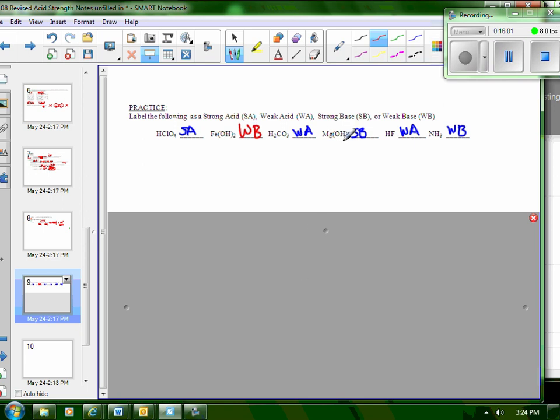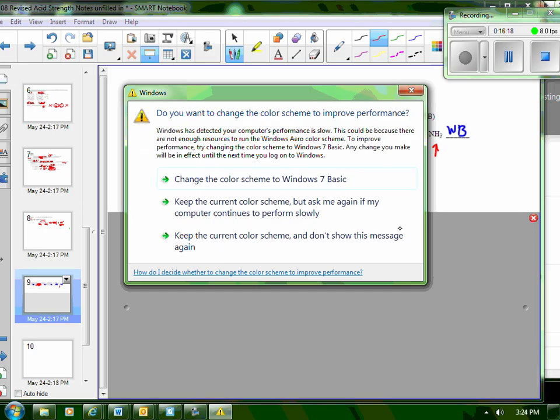H2CO3 is a weak acid. Magnesium hydroxide, strong base. HF, weak acid because it's not one of the big six. Finally, NH3 is a weak base, which we just talked about. So that's really the one you need to know. This one is probably just sort of a bad question, really. That's a little beyond the scope of what we're doing right now.